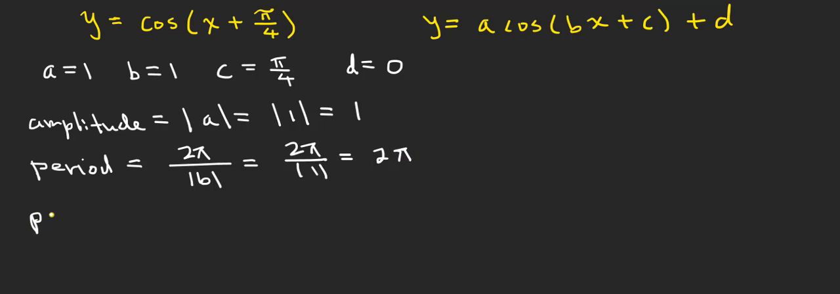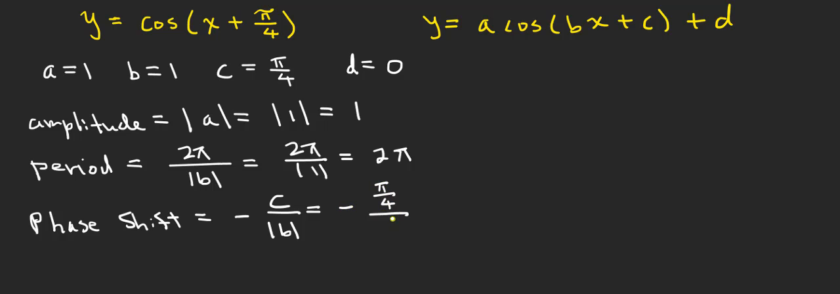Now what about phase shift? Phase shift is going to be negative C over the absolute value of B, which is negative pi over 4 over the absolute value of 1, which is negative pi over 4. So this means that compared to the graph of cosine of x, this will cause the graph to shift to the left. How much? It's going to go to the left pi over 4.